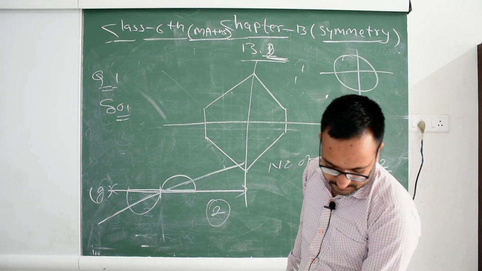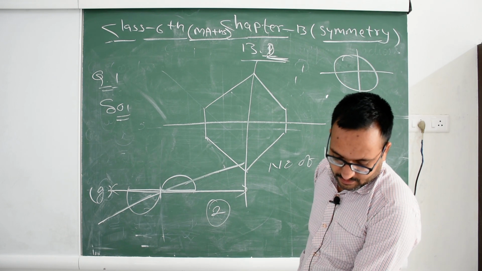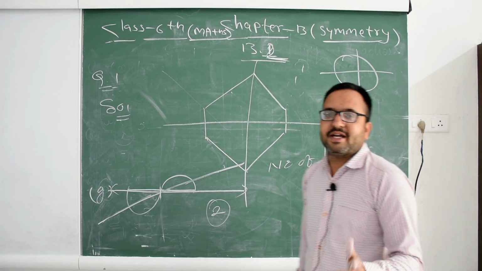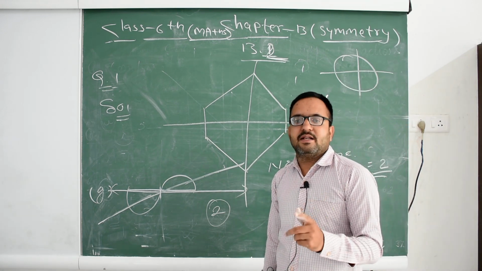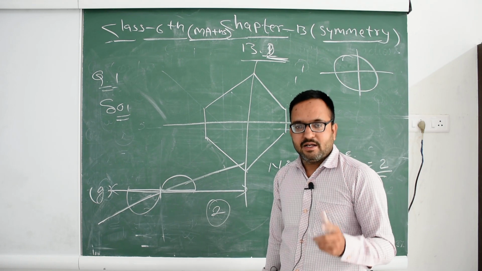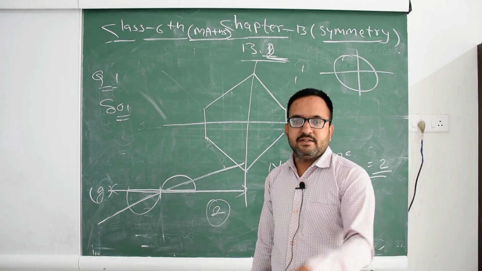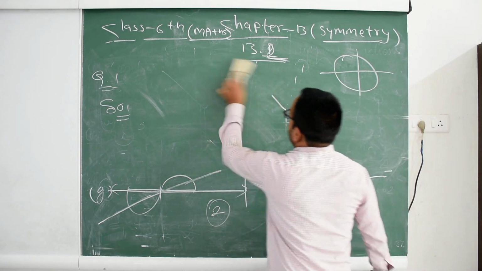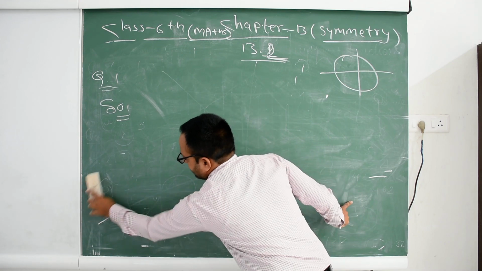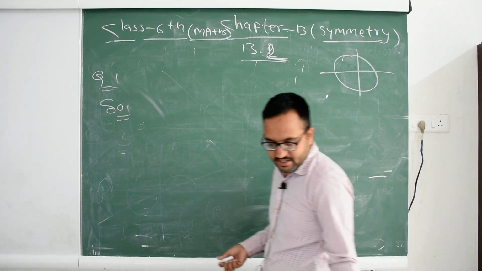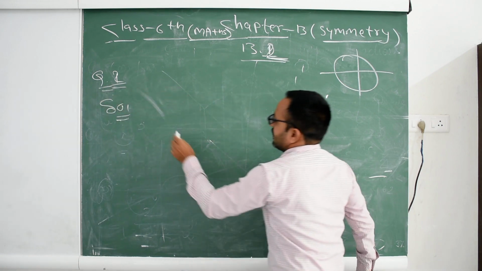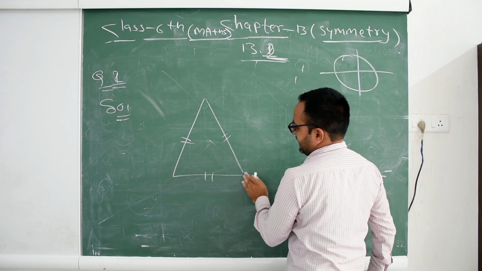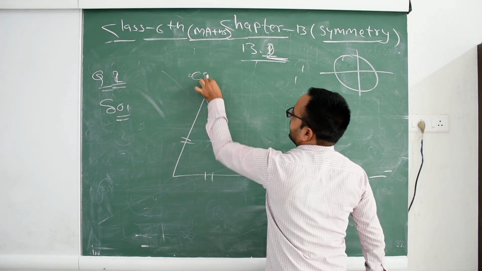Okay, now question number 2. We have some different types of triangles like equilateral, isosceles and scalene triangles, and how many lines of symmetry in these types of triangles? So first we draw question number 2. We have an equilateral triangle. In an equilateral triangle all three sides are equal.